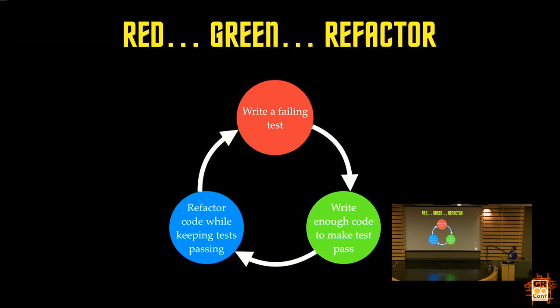So red-green refactor is the typical TDD approach of write a failing test, write enough code to make that one test pass, then refactor into a hygienic, maintainable code base while keeping that test passing. This forms a cycle, and you go round and round in this loop.